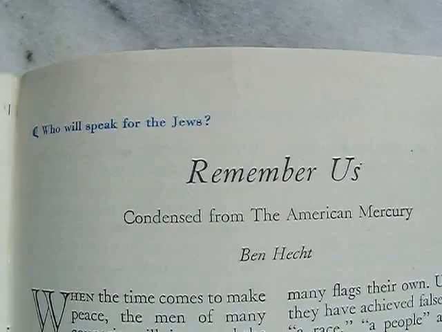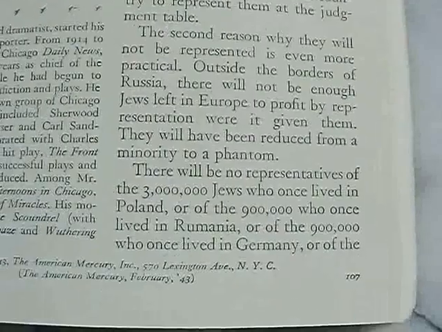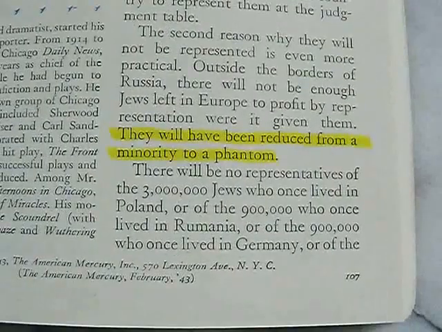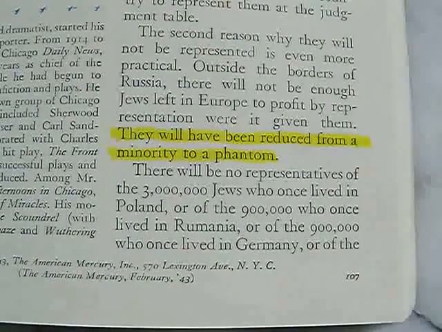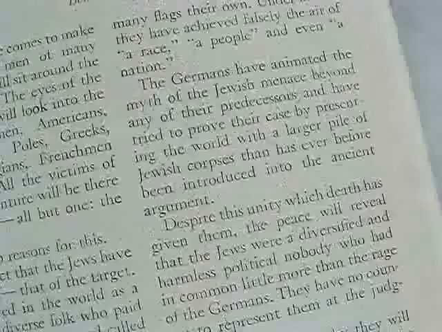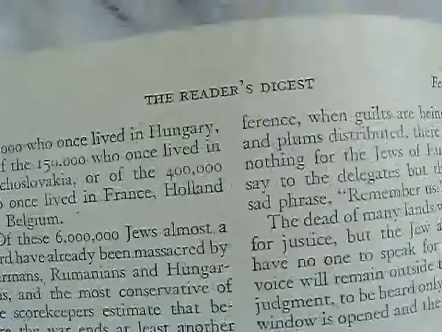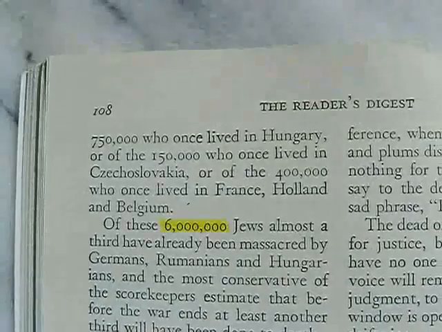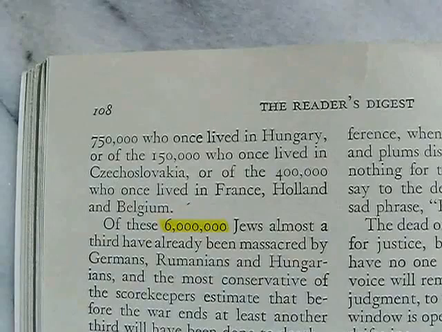It said on page 107 that by the end of the war, the Jews of Europe would be reduced from a minority to a phantom. In other words, there would be hardly any left. The author puts out a number. 6 million. That's quite a prediction considering this is in the middle of the war and that the main chambers at Auschwitz were still under construction.